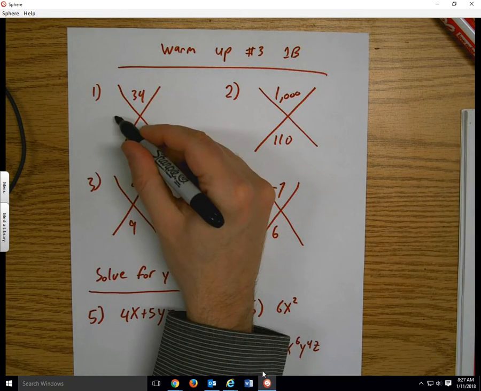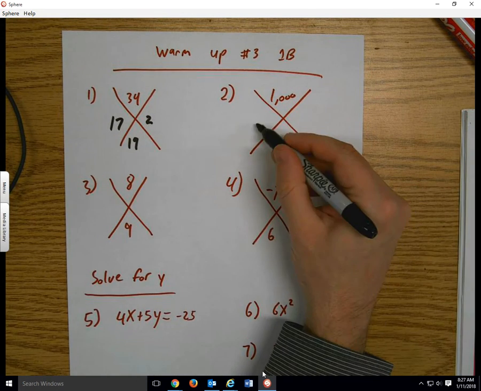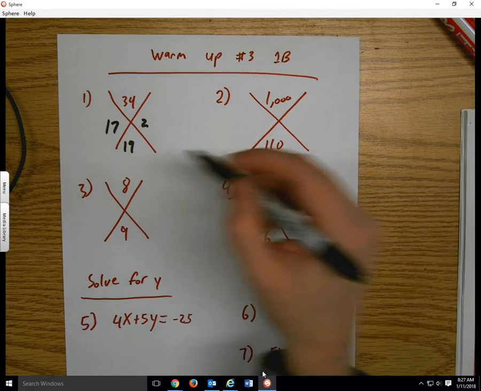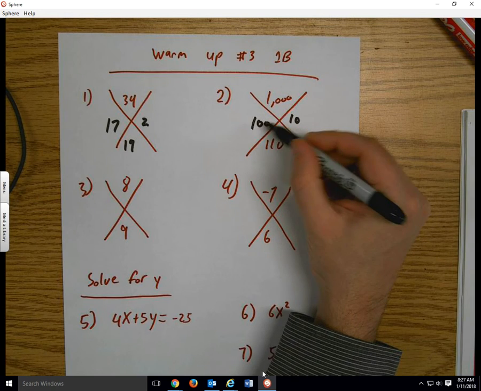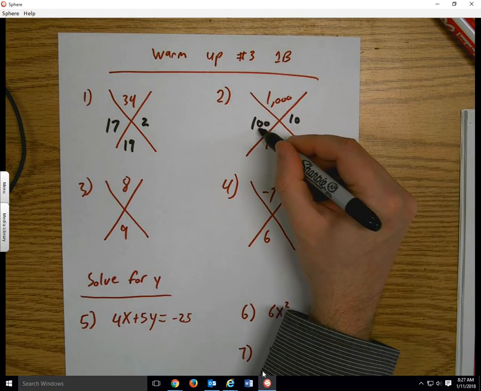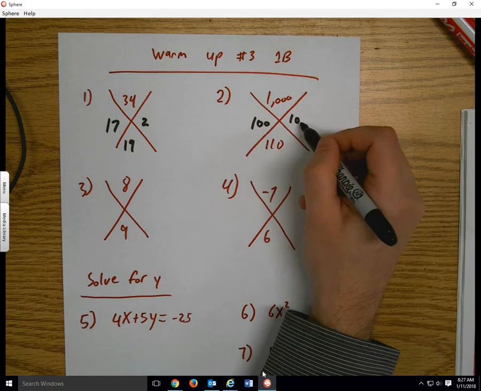It was 17 and 2 for number 1. 17 times 2 is 34. 17 plus 2 is 19. It was 110. When you're multiplying and they have zeros, you can just add the zeros. So there's 3 zeros in 1,000, so there's 3 zeros here. And then 100 plus 10 is 110.